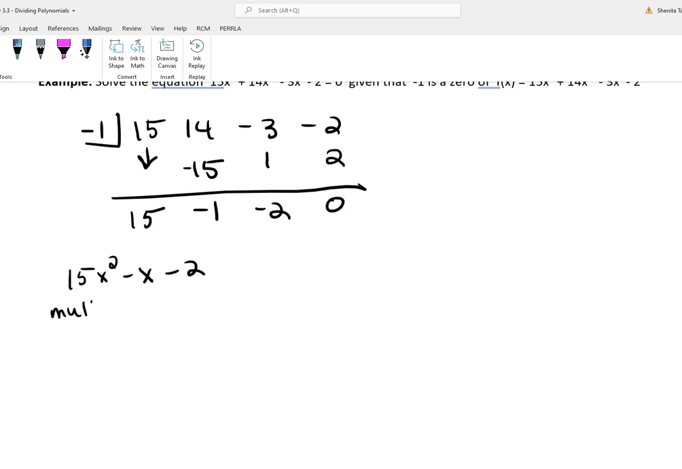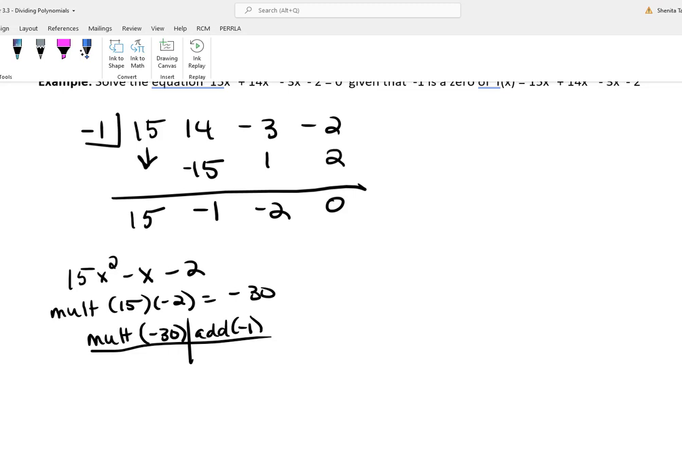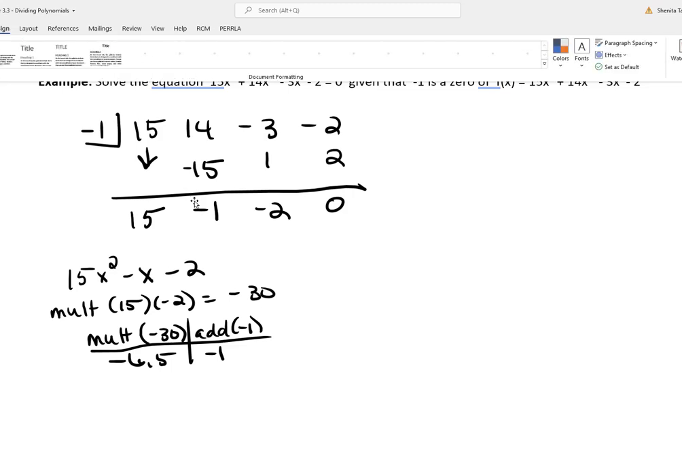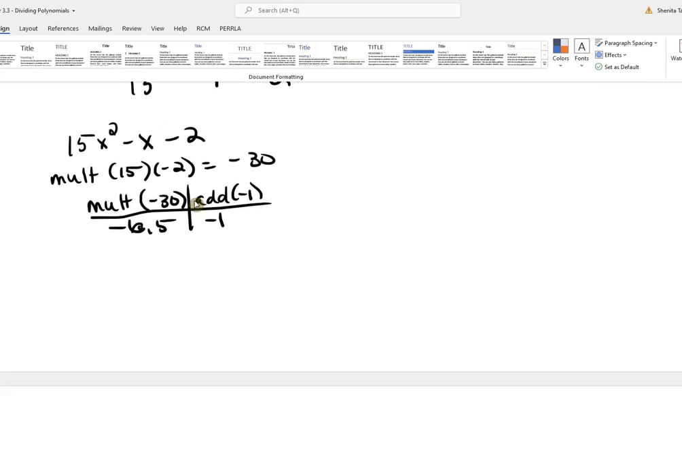So I'm going to factor by grouping. 15 times -2, I get -30. I need to find two numbers that when I multiply I get -30, and when I add I get -1. That would be -6 and 5. Okay, so this factors into 15x squared minus 6x plus 5x minus 2. And then I'll go ahead and factor by grouping.